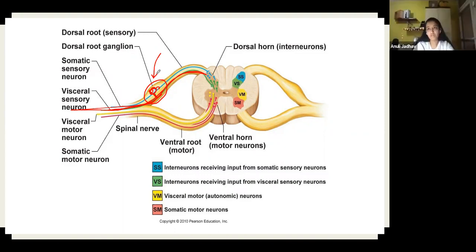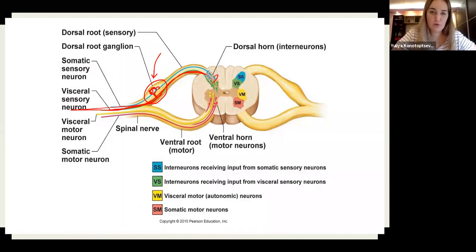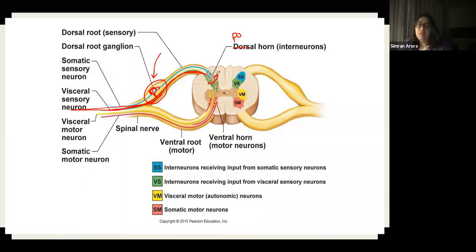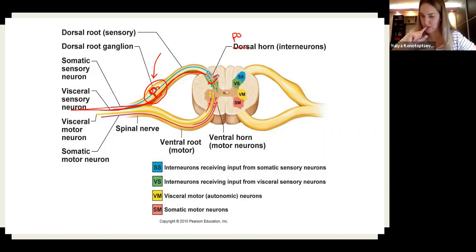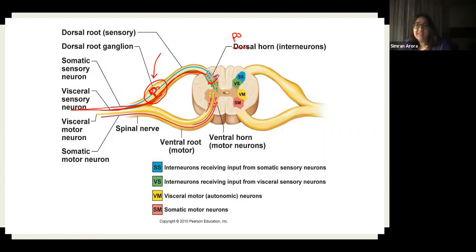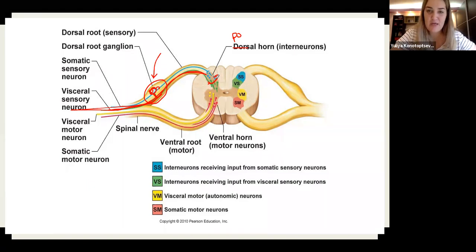Where do sensory neurons synapse? Dorsal horn. Perfect. They synapse in the dorsal horn. Okay, another name for dorsal horn, this is also known as the posterior horn. What exactly do they synapse with? What can sensory neurons synapse with in the dorsal horn? Interneuron and motor neuron. Which motor neuron? Somatic or autonomic? Somatic. Autonomic.